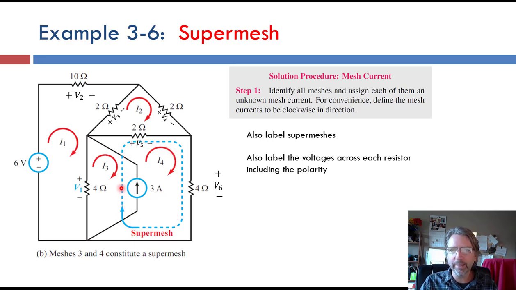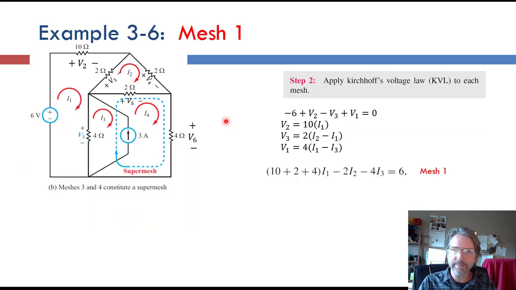And I like to label all of the voltages across the resistors because I think it makes it easier to keep track of the signs on Ohm's law. But as you get good at this, you could probably skip this and do it in your head. Okay, so the next steps are to use Kirchhoff's voltage law on each mesh, including the supermesh. So we'll start off with the I1 mesh here, and we'll do Kirchhoff's voltage law. So -6 plus V2 minus V3 plus V1 equals 0. So a little bit of a curvy path.